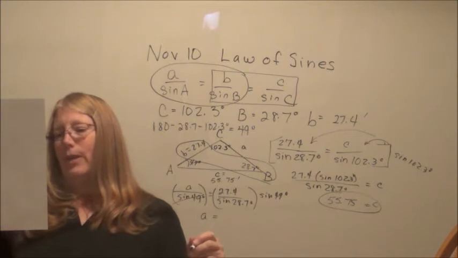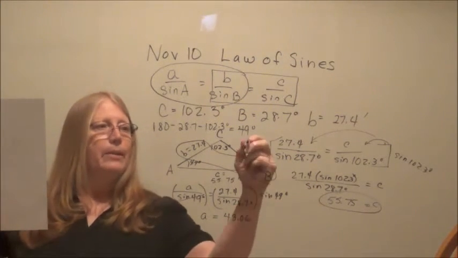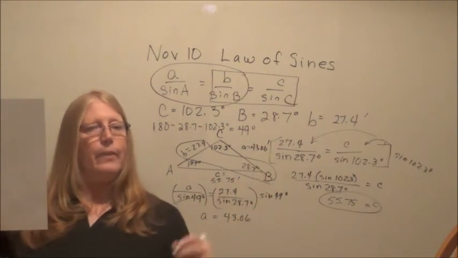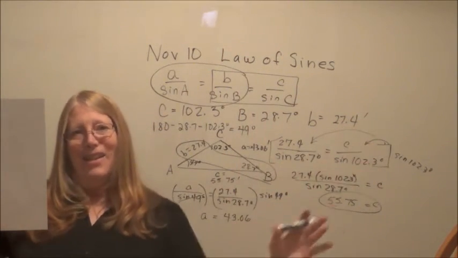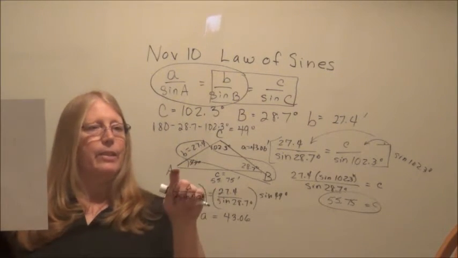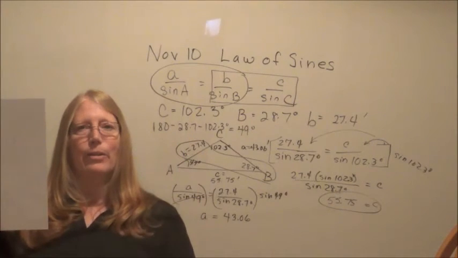you will see that a equals 43.06. And I'll put that on my picture. And that is in feet. Look at all this wonderful math. Alright, the magic of it all. So notice I have 6 parts that are known now, and I have solved that triangle.